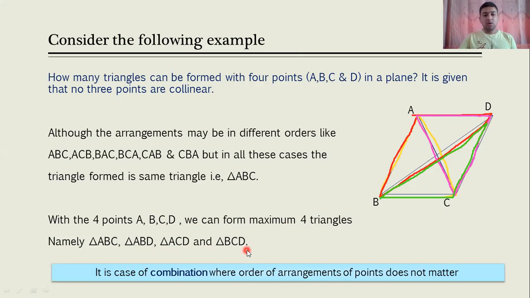This example is an example of combination. Why is this an example of combination? Because the order of arrangement of points does not matter. What is the meaning of this? The meaning is that from wherever you start, you will end up with the same result.